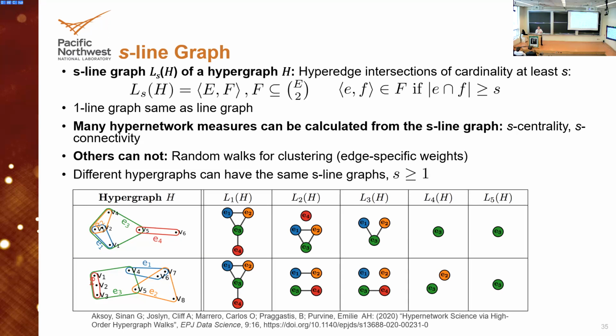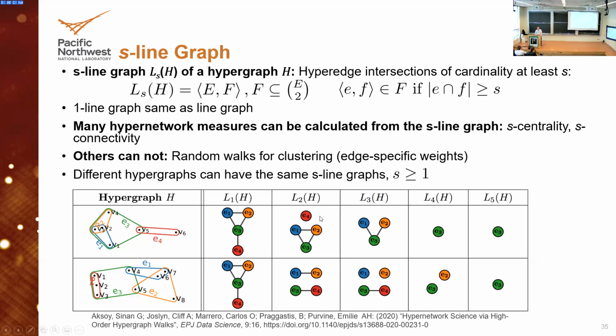Also, from a mathematical, methodological perspective, it indicates that there are certain properties that can be captured by these lower dimensional objects, these two graphs, but others cannot. So random walk clustering, we talked about this need for edge-specific weights, that is cell weights or incidence weights, don't. This is a little illustration of how this S-line graph capability works.